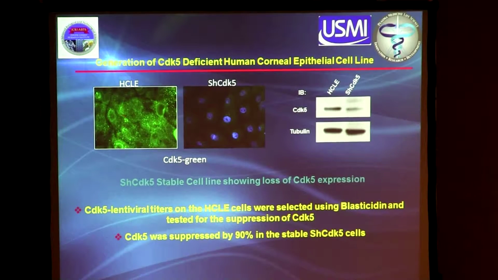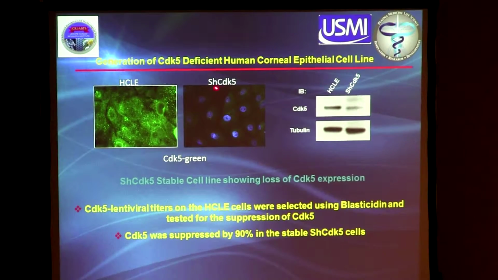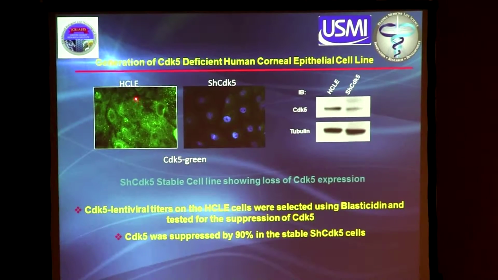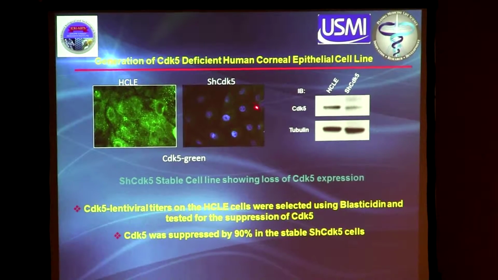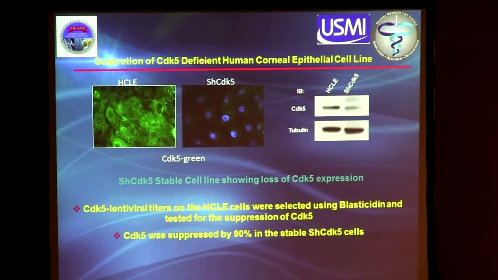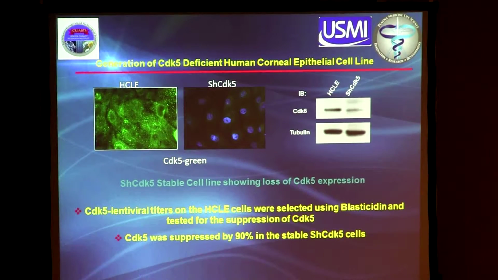In order to study the cell-to-cell adhesions, we created a cell line deficient of CDK5. A stable cell line was created, and as you see on the left-hand side, CDK5 staining was in green, and in the knockout cell line, the SH-CDK5, it was devoid of expression for the most part. Almost 90% suppression was seen, as you see in the Western blot on the right-hand side.